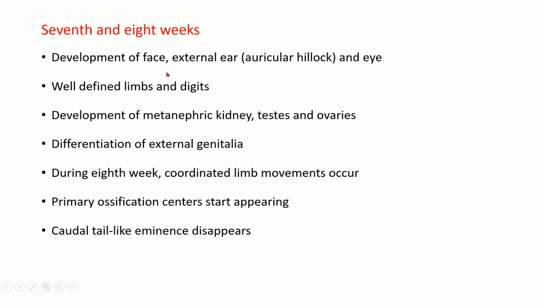7 to 8 weeks: development of face, external ear, auricular hillocks and eye. Well-defined limbs and digits, development of metanephric kidney, testis and ovary, differentiation of genitalia. During the 8th week, coordinated limb movement occurs, primary respiration center starts appearing, and caudal tail-like eminence appears.